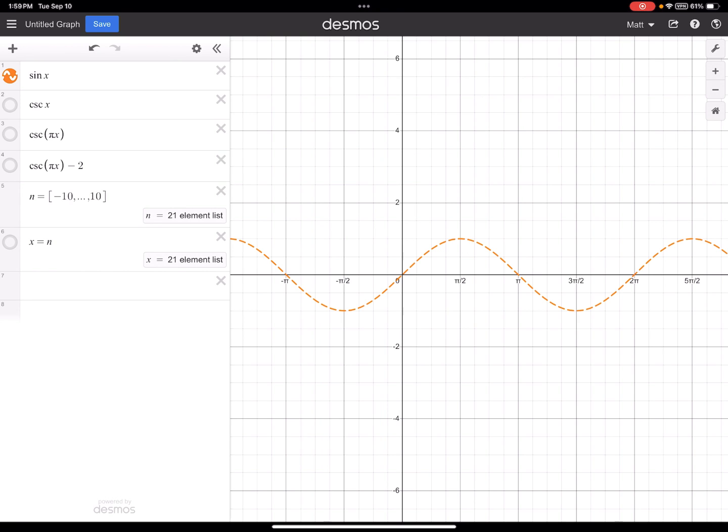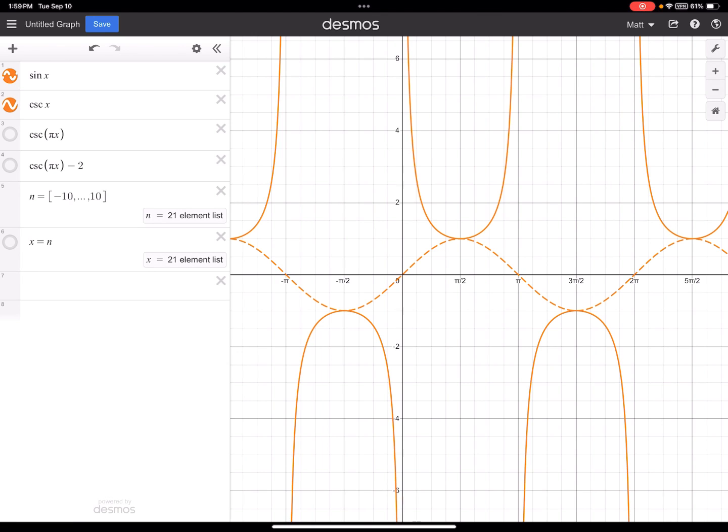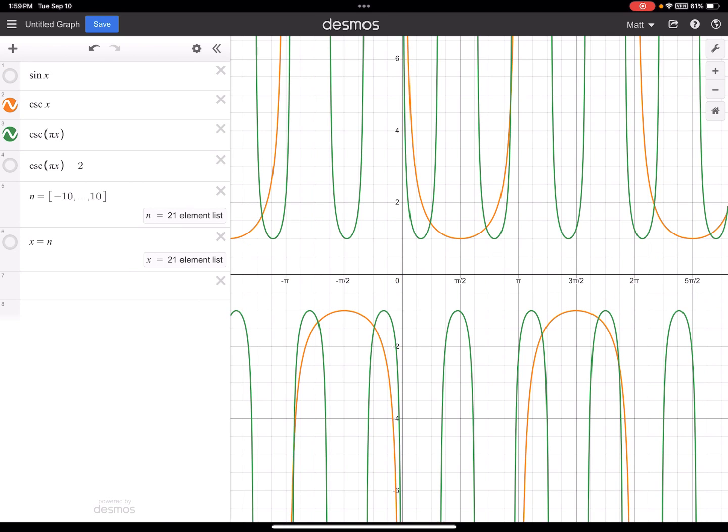Again, here's a graph of sine of x. Notice where it crosses the x-axis. Those will be the vertical asymptotes for the graph of cosecant of x. And the cosecant branches will open up and down away from the x-axis. Following the horizontal compression, we get this graph.